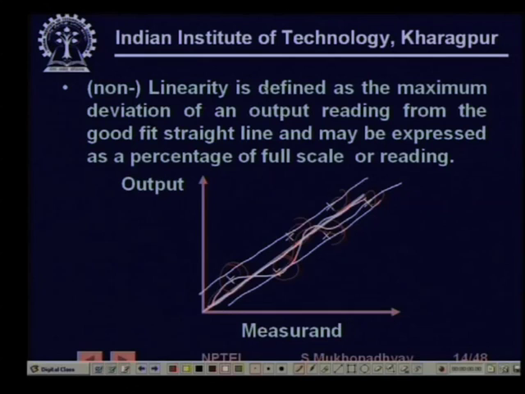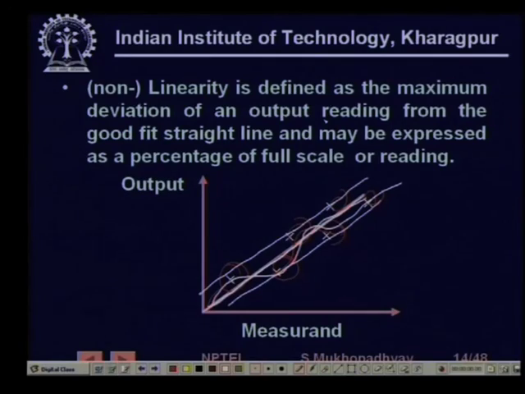That is why, when you say linearity, actually the linearity specification is a non-linearity specification, in the sense that it indicates deviation from linearity. It is defined as the maximum deviation of an output reading from a good fit straight line. Obviously you want the linearity specification to be small, so that you are telling the user that if you use that straight line characteristic, you are not going to have much error.